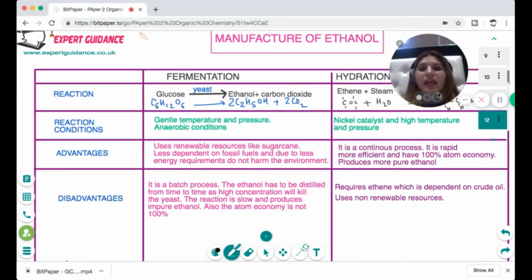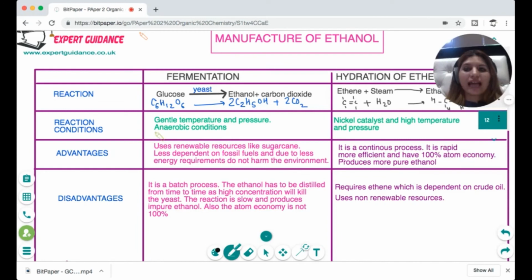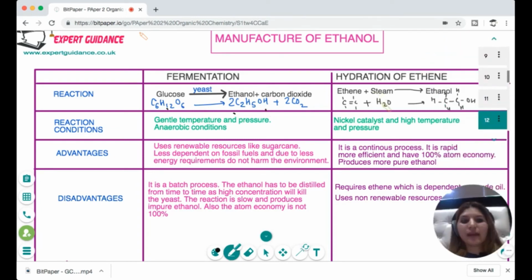Okay, next is very important, manufacture of ethanol. Now, ethanol is an alcohol which we get either by fermentation of glucose, that is anaerobic respiration of glucose, or we have just seen when you take ethene and pass it through water, you get ethanol. So that is hydration of ethene. Now, hydration of ethene requires nickel catalyst and a high temperature and pressure, whereas for fermentation, we require gentle temperature and pressure.